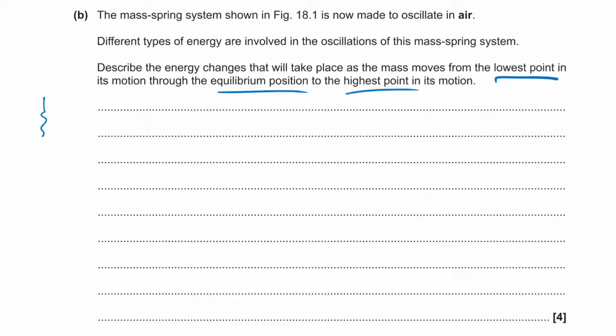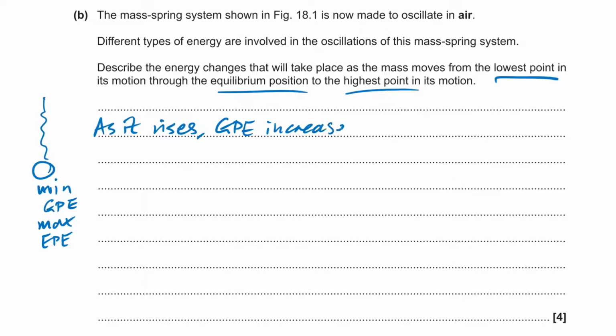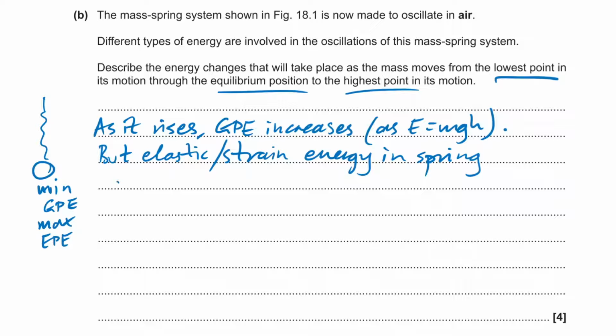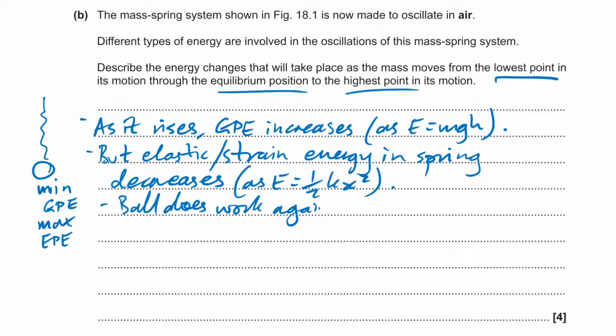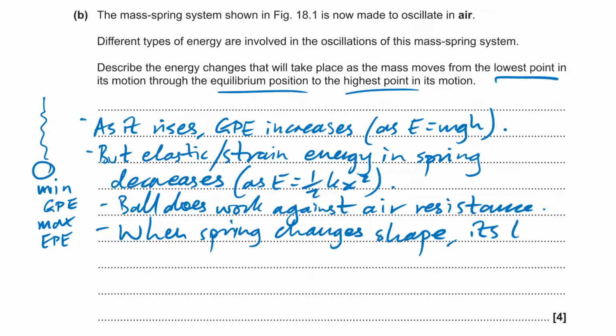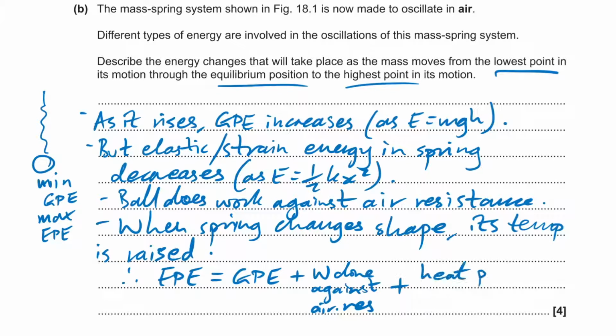Okay, so we know that when it's at the bottom, we have minimum GPE, but we have max elastic potential energy. So we can say that as it rises, GPE increases as E equals mgh. But elastic, or strain energy in the spring, decreases as E is equal to half kx squared. But we also know that the ball does work against air resistance. And last but not least, when the spring changes shape, its temperature is raised. Therefore, the elastic potential energy gets turned into GPE plus work done against air resistance plus heat produced in the spring.